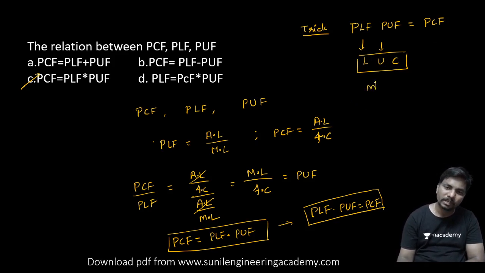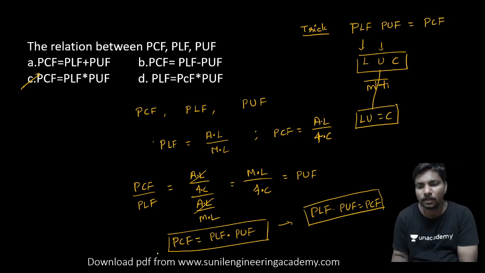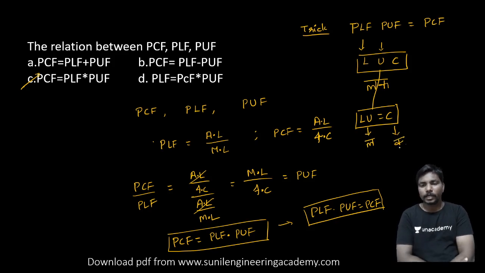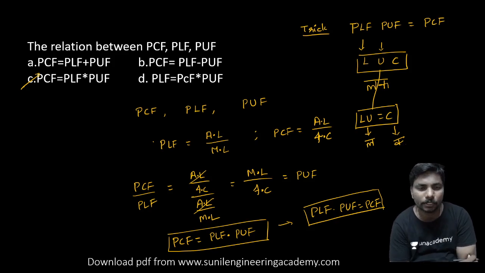So you know very well luck. So separate this LA. LA means LU is equal to C. Luck. So remember as LU is equal to C. L is one letter, U is one letter. Okay. So separate those two and make it as equal. LU is equal to C.